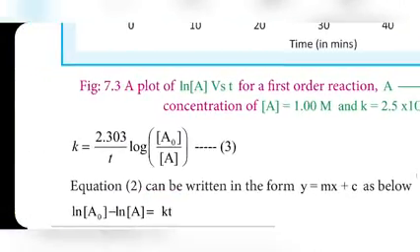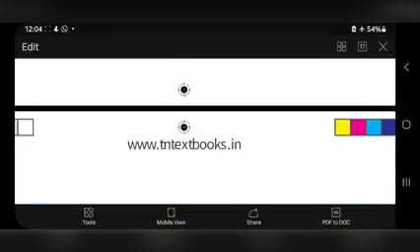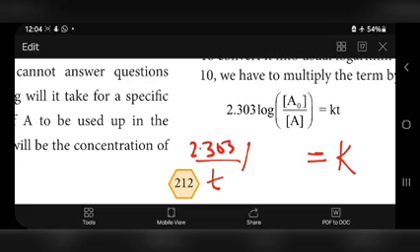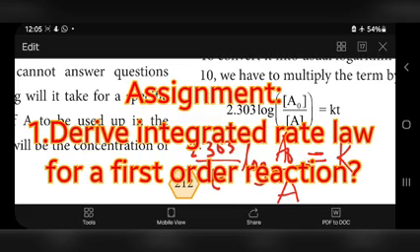So if you rearrange the equation, which equation? K is equal to, in this equation t comes to this side, so you will get 2.303 by t log A naught by A. This is the final equation.